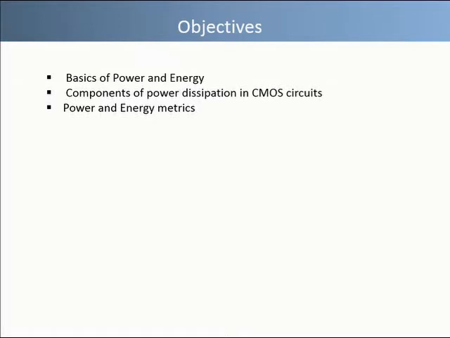So in this part of our discussion, we shall focus on the performance aspects of CMOS circuits. In particular, we shall discuss the concepts of power and energy of CMOS devices. First, we shall understand their basics and mathematical relations, and then we shall analyze the main components of power dissipation in CMOS circuits. In the later part of our discussion, we shall also discuss two important parameters of digital circuits, that is the power delay and the energy delay product. So let's start.